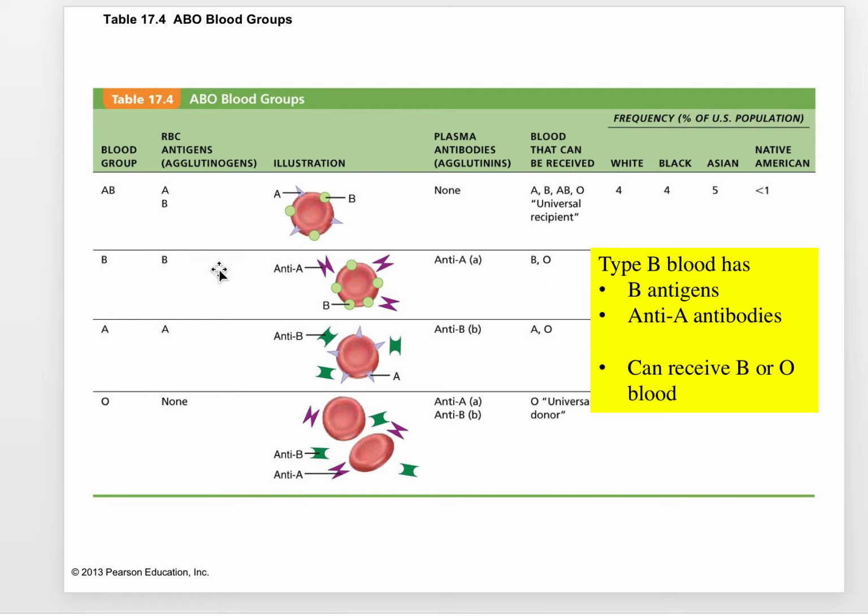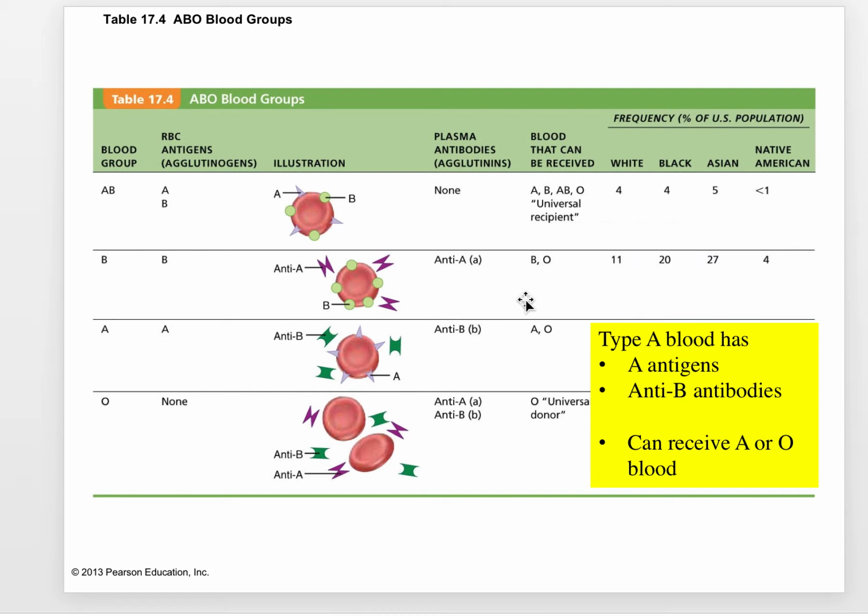Type B blood, the second line, has B antigens and has anti-A antibodies, and therefore it can receive B blood, type B blood, or type O blood, because O is the universal donor, so it can go to any blood type. Type A blood, again the same situation. You have type A antigens and anti-B antibodies. So somebody with type A blood can only receive blood that is type A or type O.